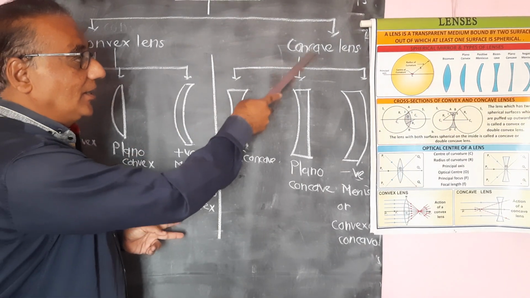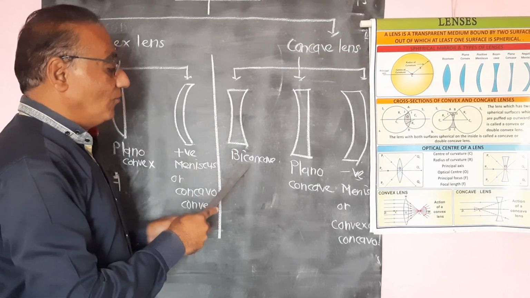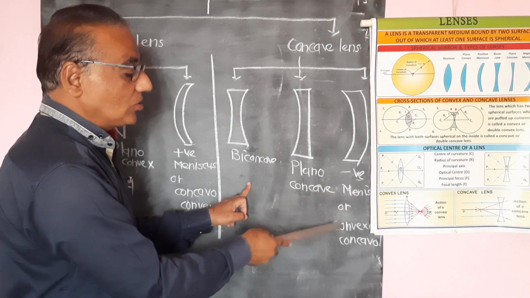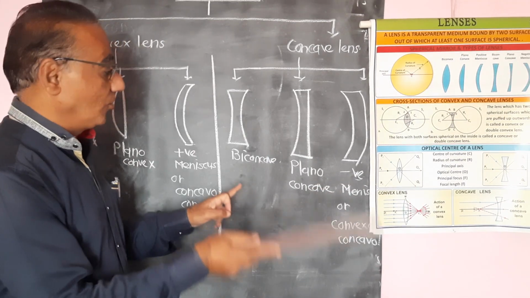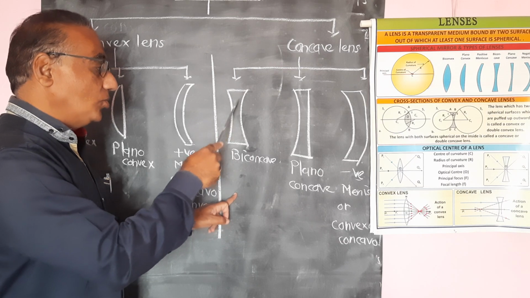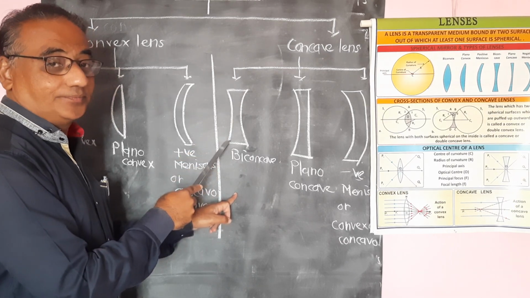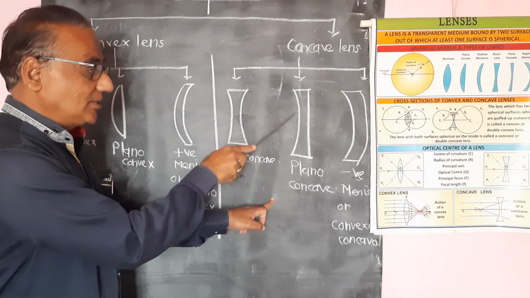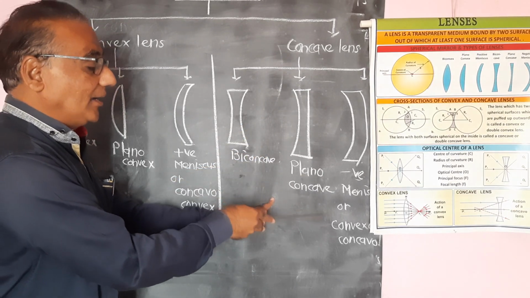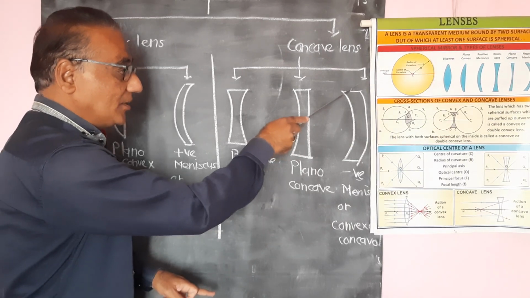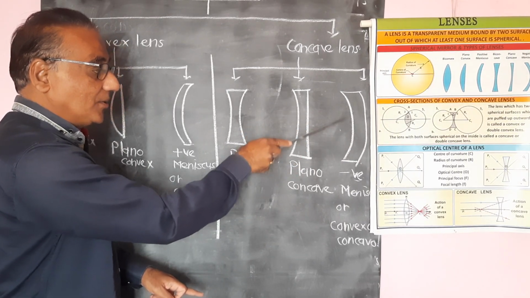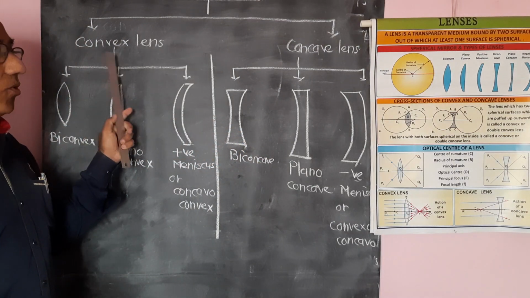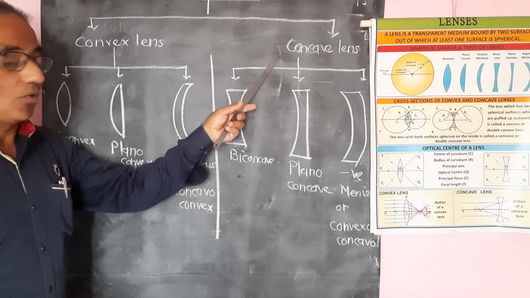Similarly, there are also three types of concave lens: biconcave, plano-concave, and the third one is negative meniscus, also called convexo-concave. In biconcave, both the spherical surfaces are curved inward. In plano-concave, one surface is plane and the other surface is concave in nature. And in convexo-concave, one surface is convex in nature and the other surface is concave in nature. These are the three types of convex lens and concave lens.